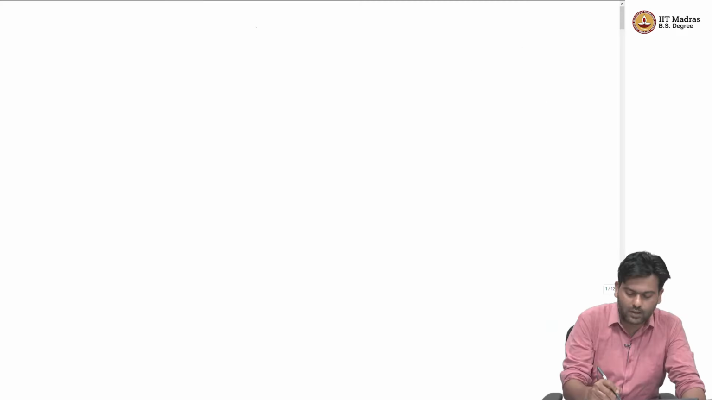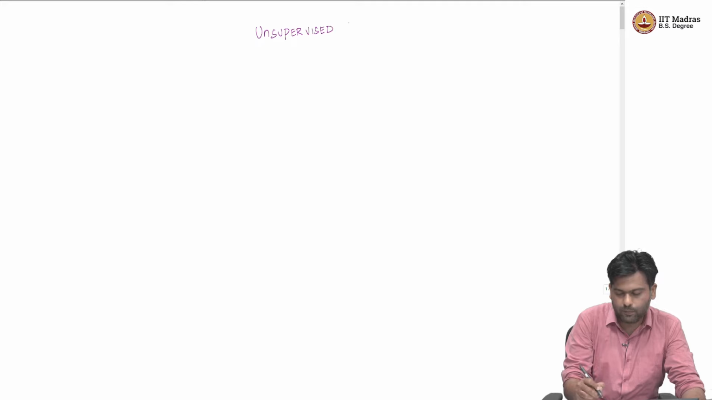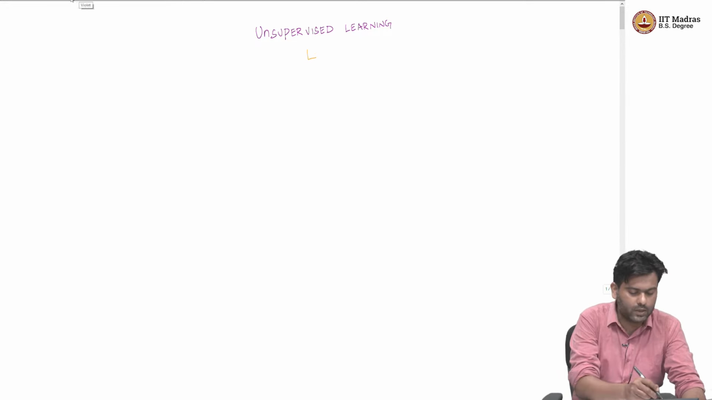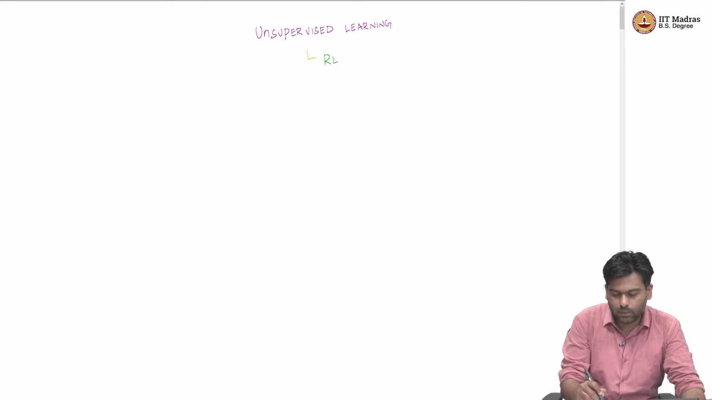So the first part of this course will cover different types of unsupervised learning. So that's what we'll get started with. Unsupervised learning. In particular, we'll start with one subcategory of unsupervised learning, which is called representation learning.